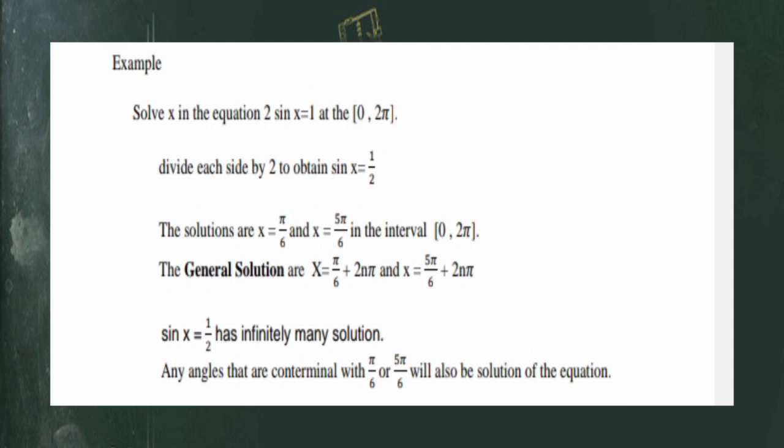The general solutions are x equals pi over 6 plus 2n pi and x equals 5 pi over 6 plus 2n pi. Sine x equals 1/2 has infinitely many solutions. So any angles that are coterminal with pi over 6 or 5 pi over 6 will also be solutions of the equation.